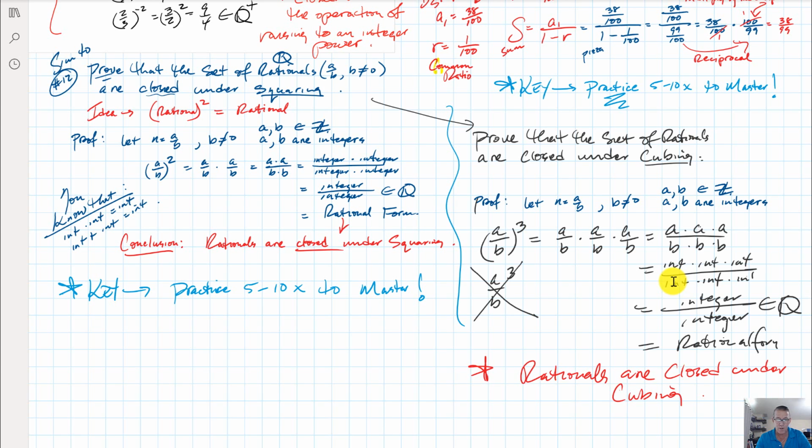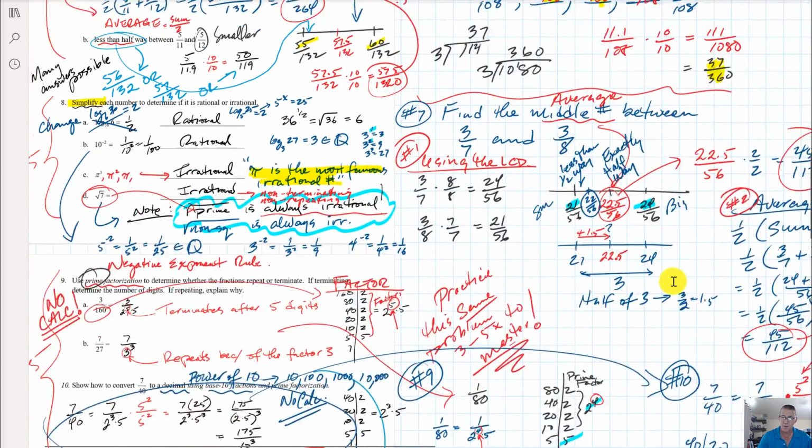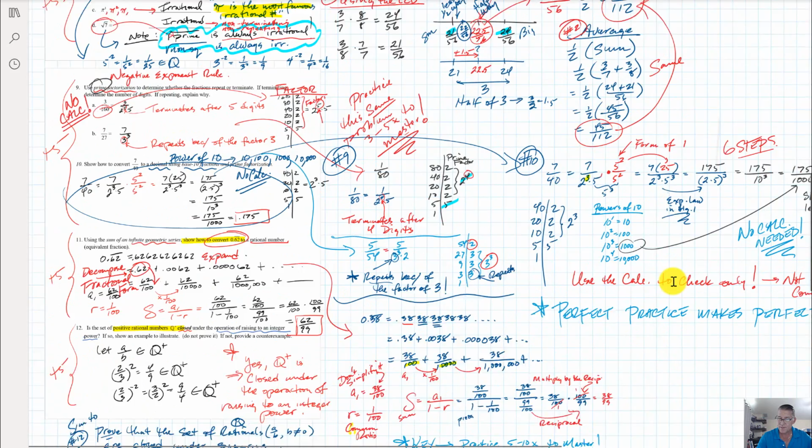Some people didn't even know how to start. If I tell you that you're going to start with rationals, you start with a over b. If it's an integer or an even integer, then you start with 2k. If I say start with an odd integer, you start with 2k plus 1. But in this one, we're dealing with rationals. Section 2 is all rational, so we start off with a over b. And my friends, that is everything right there. There's the test. All you guys need to do is actually practice.